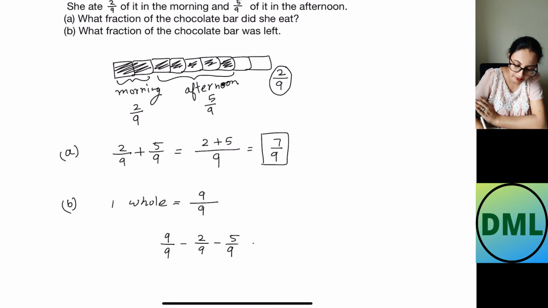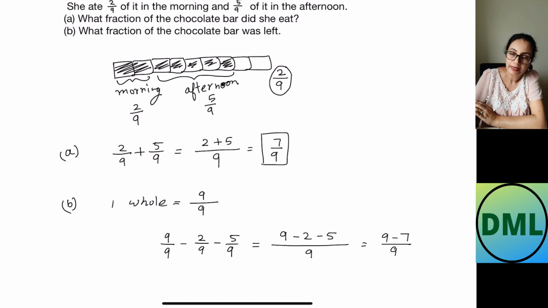To get this answer, my denominator should be the same, which is 9. Let's write it one time. I need to subtract my numerators. It will be 9 minus 2 minus 5. Minus 2 and minus 5 are with the same sign, so they must be added. 5 plus 2 is 7. It will be 9 minus 7 over 9. 9 minus 7 is 2. 2 by 9. That will be my answer. Out of 9 parts, 2 parts are still left.